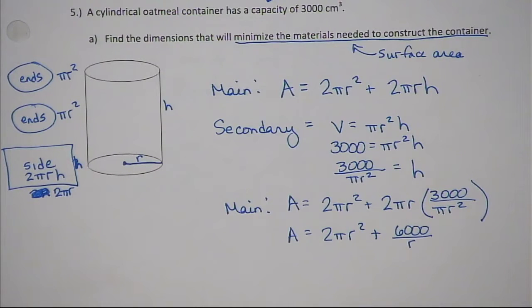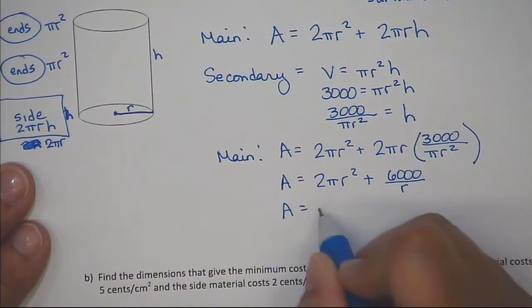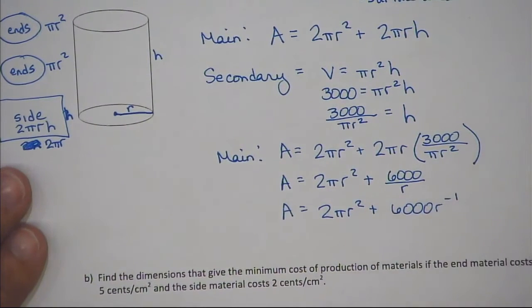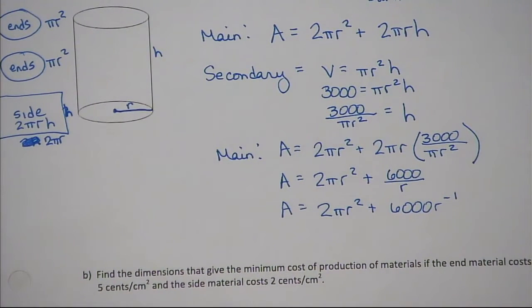All right, and then we're going to take the derivative of that. So we're going to think about this as 6,000 r to the negative 1, right? We're going to do a derivative in a minute. So let's rewrite that as 2 pi r squared plus 6,000 r to the negative 1, just because we're going to do a derivative. I don't want to do a quotient rule. So that's as easy as I can make the derivative. So again, that whole piece is get your main equation down to one variable and as simple as possible. Okay, so from here on out, it's just taking a quick derivative and solving it.